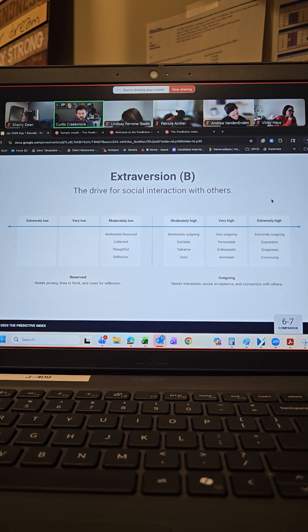People who are extremely high, expressive, gregarious, convincing. Now, these are all just descriptors, but the important takeaway here is the higher you go, the more frequently and common you're going to experience the behaviors of this person. So when someone is extremely high with their extroversion, you're going to see those expressive, convincing, animated, personable behaviors much more frequently. And the closer we get to that midpoint, the easier it is for that person to flip back and forth. So let's put this back into the meeting situation.